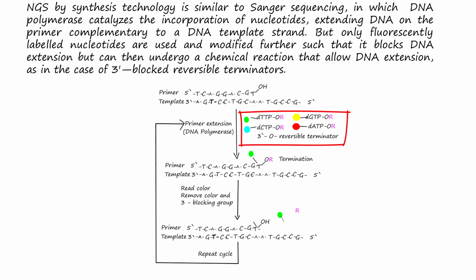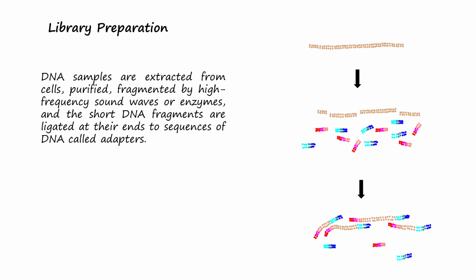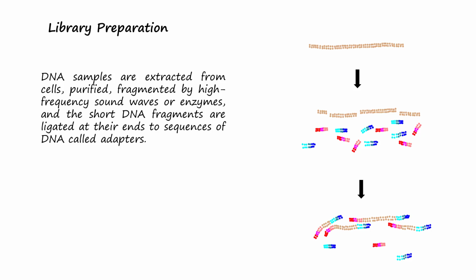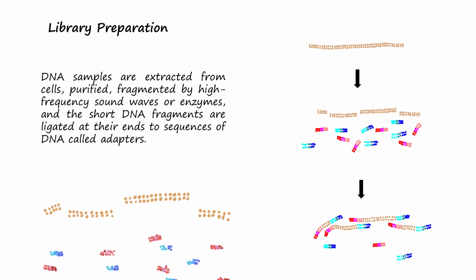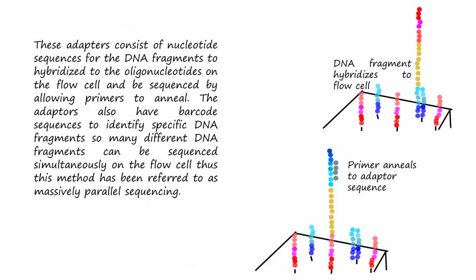But the nucleotides used are modified with a fluorescent label and a DNA extension blocking group, which can be removed. In next-generation sequencing by synthesis, a library is prepared where DNA samples are extracted from cells, purified, fragmented by high-frequency sound waves or enzymes, and the short DNA fragments ligated at their ends to sequences of DNA called adapters. These adapters consist of nucleotide sequences for the DNA fragments to hybridize to the oligonucleotides on the flow cell and be sequenced by allowing primers to anneal.